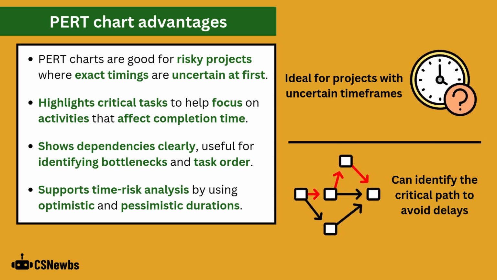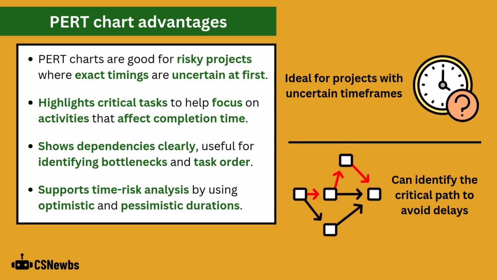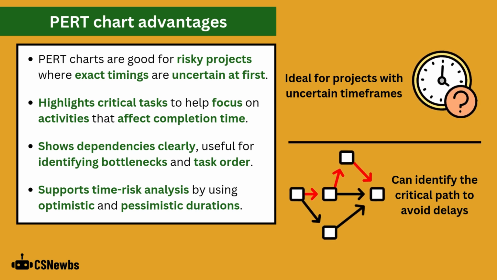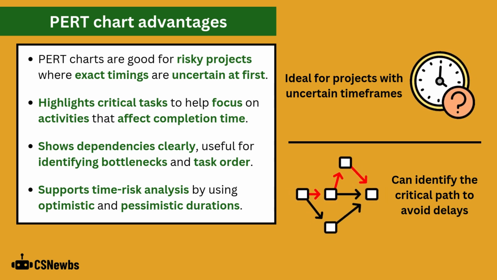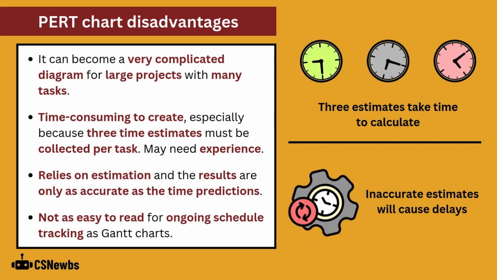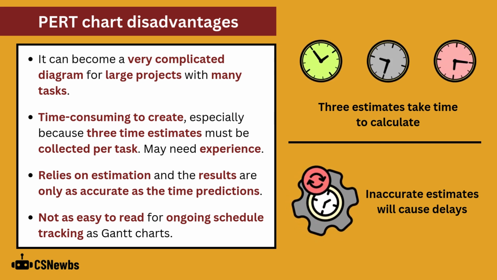PERT charts are good for risky projects where exact timings are uncertain at first. They highlight critical tasks to help focus on activities that affect completion time. They show dependencies clearly, useful for identifying bottlenecks in task order, and they support time risk analysis by using optimistic and pessimistic durations.